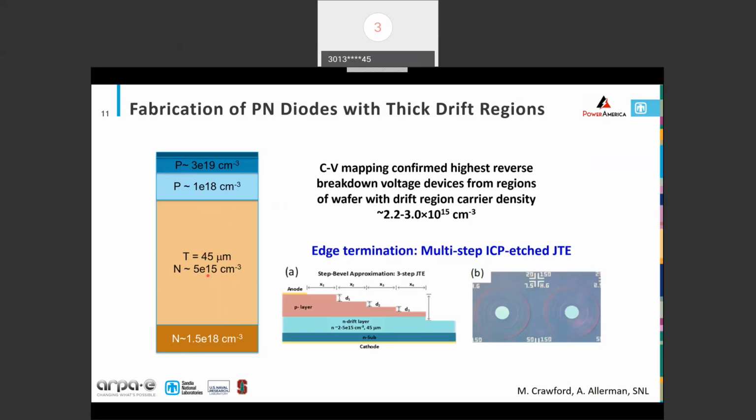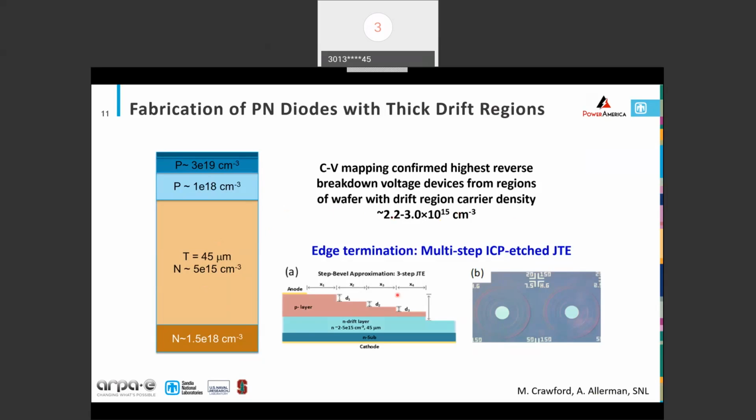And so we have been able to... This is Andy Allerman's work, the growth of these. We have been able to grow these and dope these. We do CV, and we see some variation across the wafer, but pretty close to this range. We've gotten actually down to kind of low 10 to the 15s. As far as I'm aware, that's really state of the art for doping of these thick drift layers.